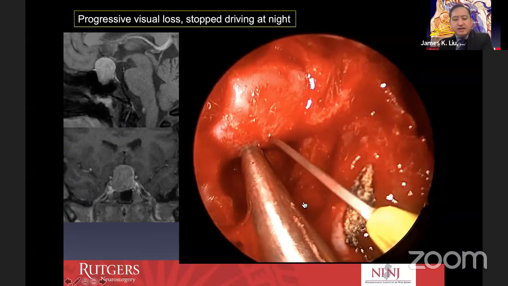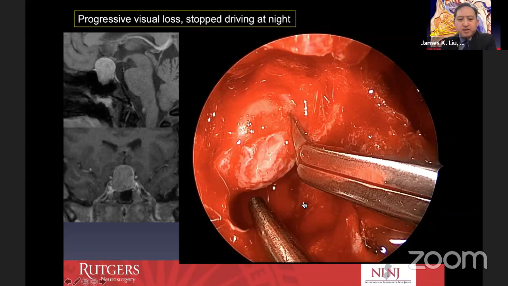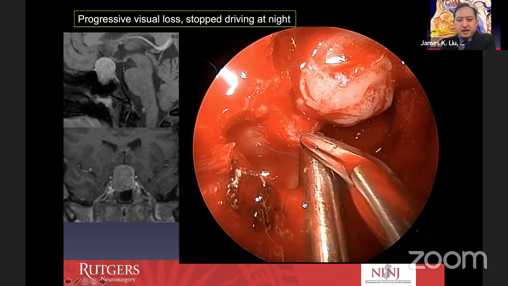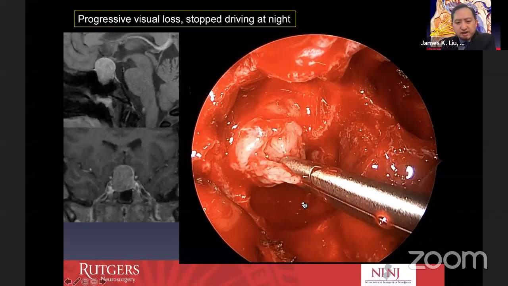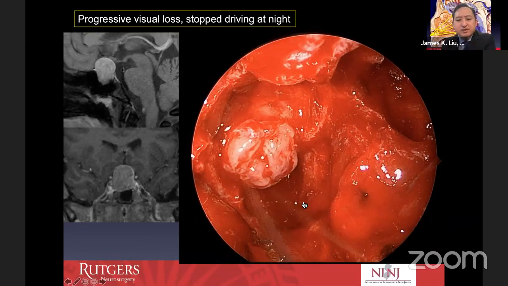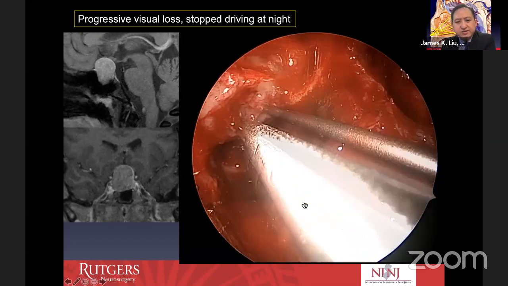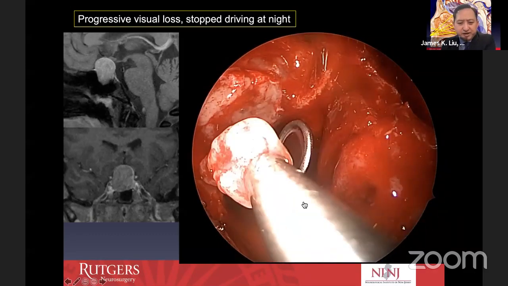Now, here's another example of a macroadenoma. What's important is you have to rely on the CSF pressure to push these tumors out. Some practitioners may opt to use a lumbar drain, and if you do, I would advise that you don't open the lumbar drain early. Resist the temptation to open that lumbar drain early on because you need the CSF pressures.